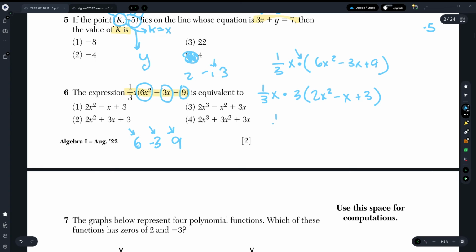So now what we have is 1/3 x times 3 times 2x squared minus x plus 3, right? And if I look here, we have a fraction multiplied by a whole number. And what's more interesting is the fact that the denominator is the same as my numerator right here. I'm saying 1/3 x times 3 over 1. Guess what? It cancels out. This 3 cancels out. This 3 cancels out. I'm left with x over 1 times 2x squared minus x plus 3, right?